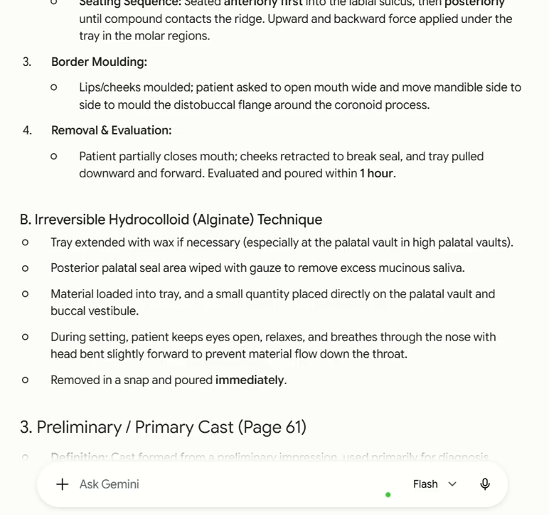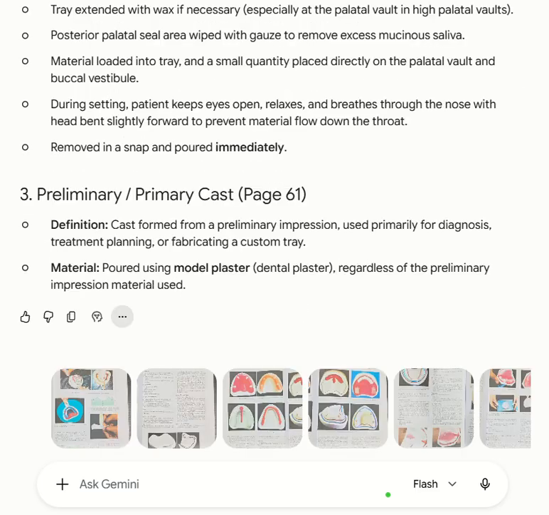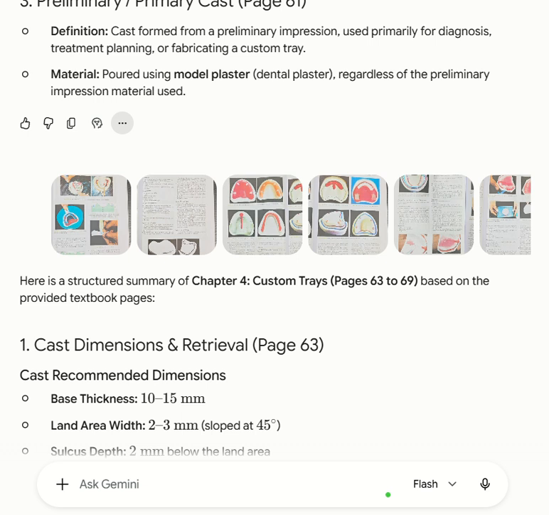During setting, patient keeps eyes open, relaxes, and breathes through the nose with head bent slightly forward to prevent material flow down the throat. Removed in a snap and poured immediately. 3. Preliminary primary cast, page 61. Definition: cast formed from a preliminary impression, used primarily for diagnosis, treatment planning, or fabricating a custom tray. Material: poured using model plaster, dental plaster, regardless of the preliminary impression material used.